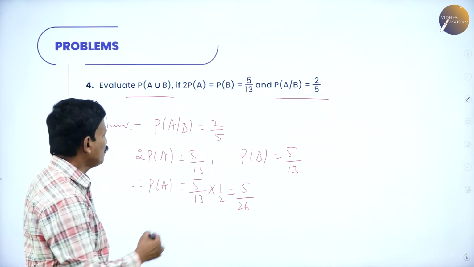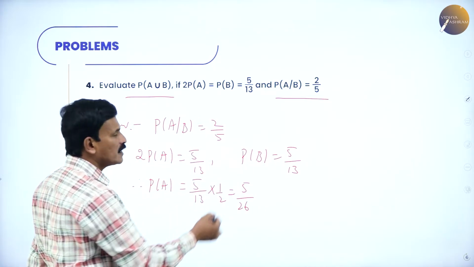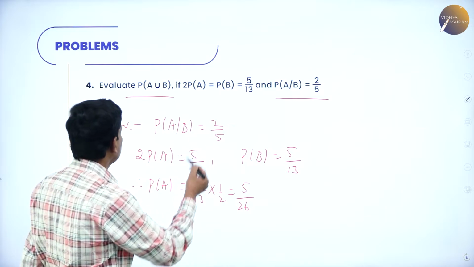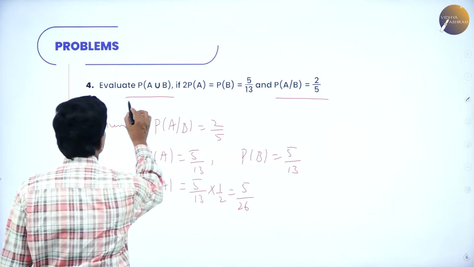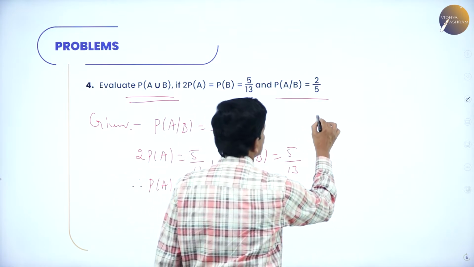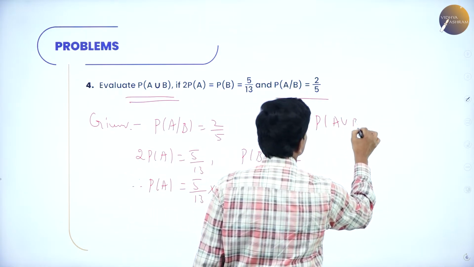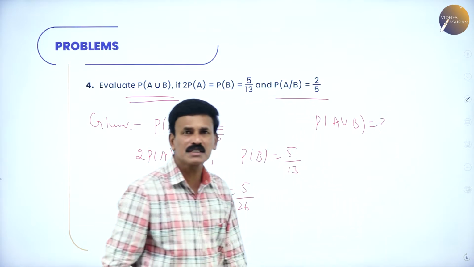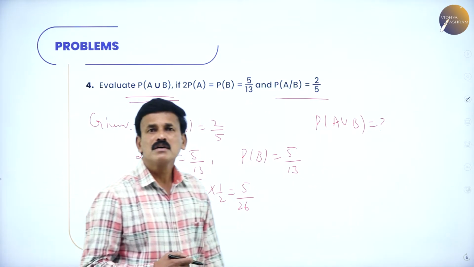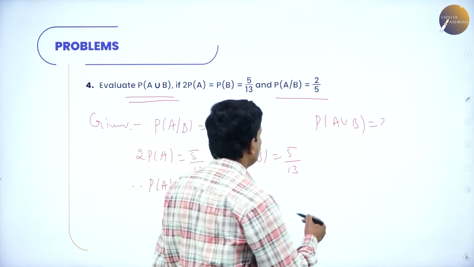So probability of A is 5 by 26, probability of B is 5 by 13, and probability of A given B is 2 by 5. Now what is required to find? The probability of A union B. This is to be determined. That's it. Okay. Now let us find out the probability of A intersection B.